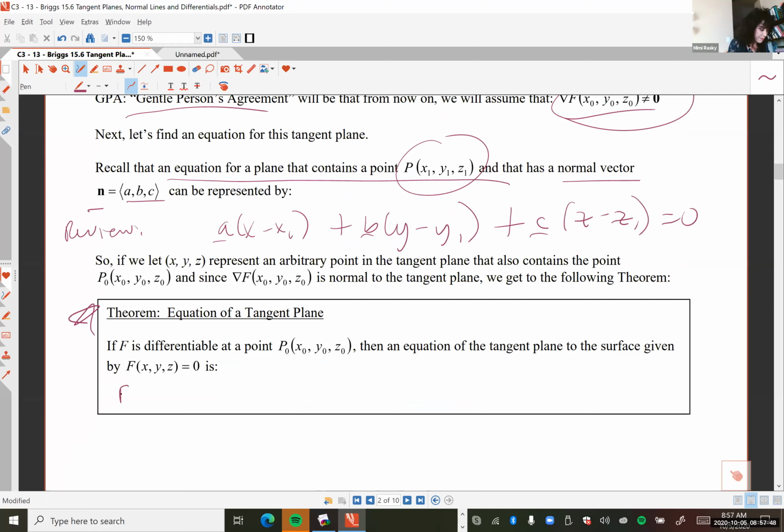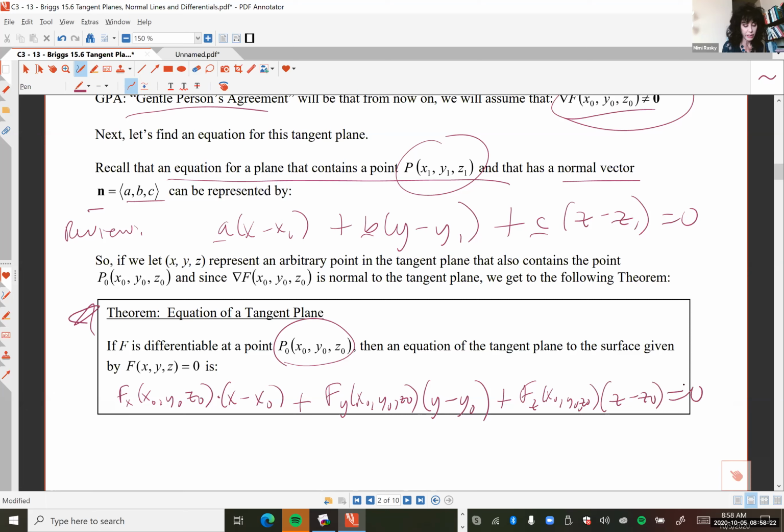So your fx evaluated at the fixed point, that's just going to be some pure number, times x minus x naught, because you're using this fixed point. Plus you'll plug the point x naught, y naught, z naught into your partial with respect to y, and that'll be the second component for your normal vector, and then finally fz evaluated at your point, times z minus z naught. So this is the standard form.